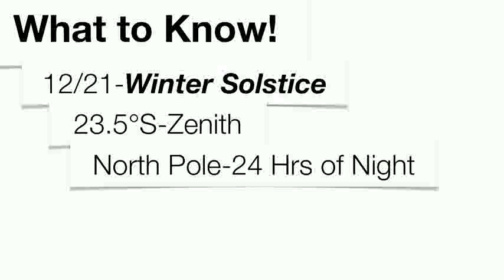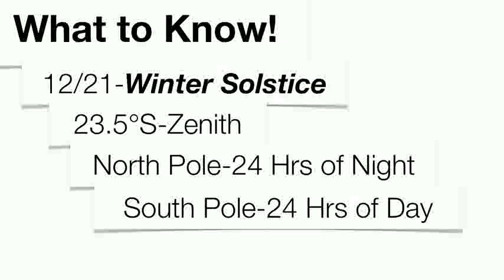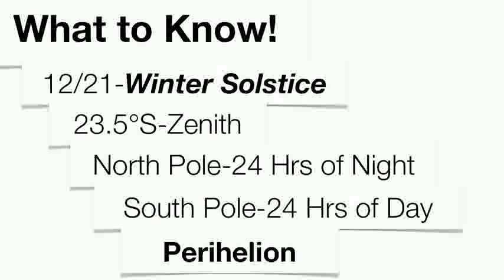On this day, because we are tilted away from the sun in the Northern Hemisphere, our North Pole gets 24 hours of darkness. The South Pole gets 24 hours of daylight. This is a position of the Earth compared to the sun that we're technically getting closer to the sun at, a position called perihelion. Perihelion actually occurs on or about January 3rd.